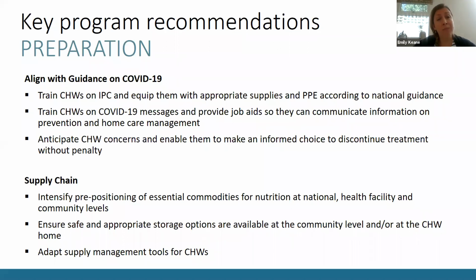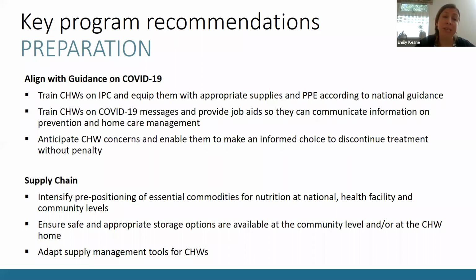And then also really anticipating some of the challenges that community health workers may encounter when they're delivering these services. So having a discussion ahead of time so that appropriate mitigation strategies can be put in place. So the next point is around supply chain. Recognizing that we are talking about treatment services, having the appropriate supplies on hand at the right time in the right places is really key.